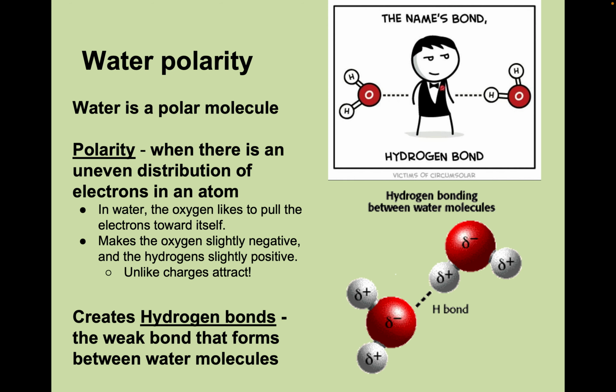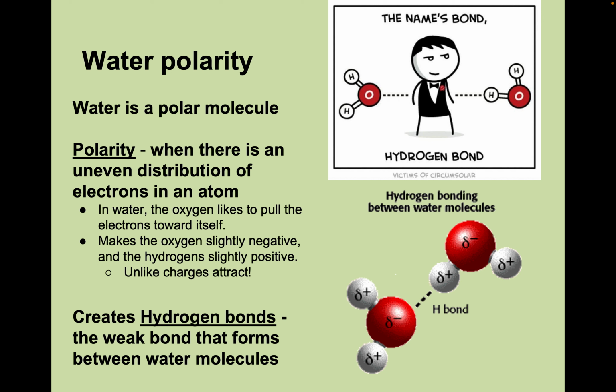Here is the first one. Water is polar. And what does that mean? Water is polar means that there is an uneven distribution of electrons. In water, water is H2O, right? The oxygen, which is this red one, it likes electrons a lot. It likes them so much that it will pull them straight off of those little hydrogens.